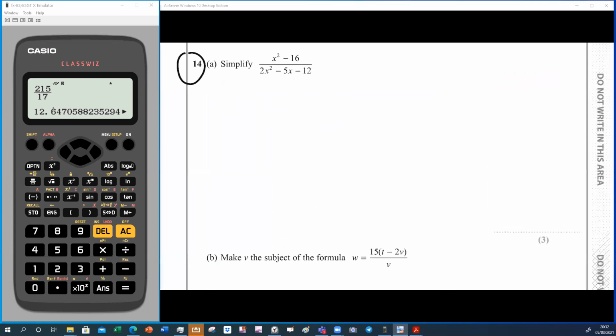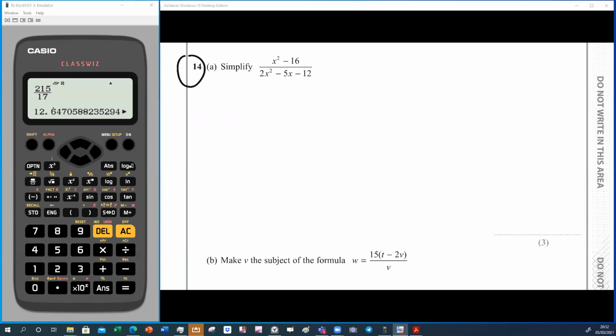Question number 14. Quick show of hands. Who's happy with factorizing? I mean, the whole class should be able to do factorizing. Sally, you want this one? Okie dokie, Sally's feeling brave. All right, that looks very colorful. So Sally, question number 14, read the question first, please. Simplify x squared minus 16 over 2x squared minus 5x minus 12.